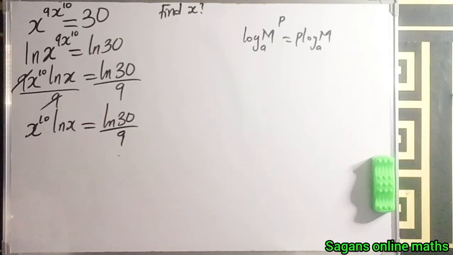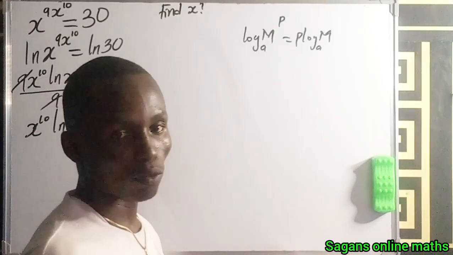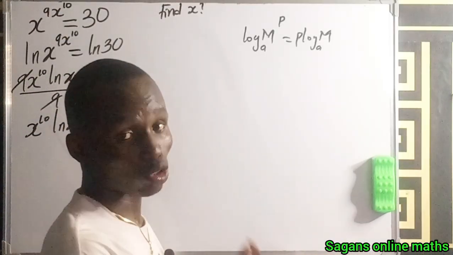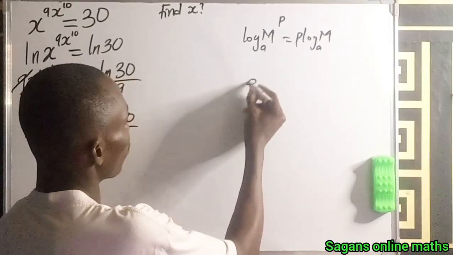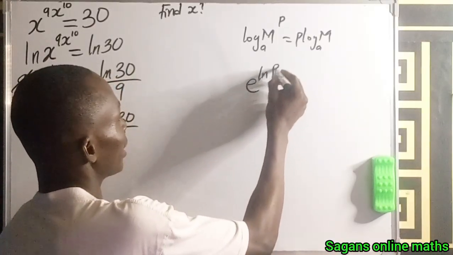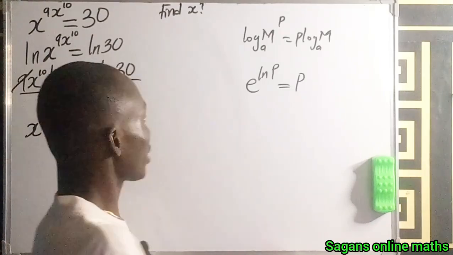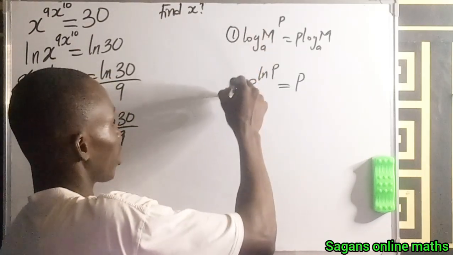Okay. Now let me also draw your mind to one of the properties of logarithm. Remember, logarithm has properties that you have to know when solving questions like this. If you have e to the power of ln p, it is equal to p. This is one of the properties of logarithm. We have stated two laws, this one law and this another law.